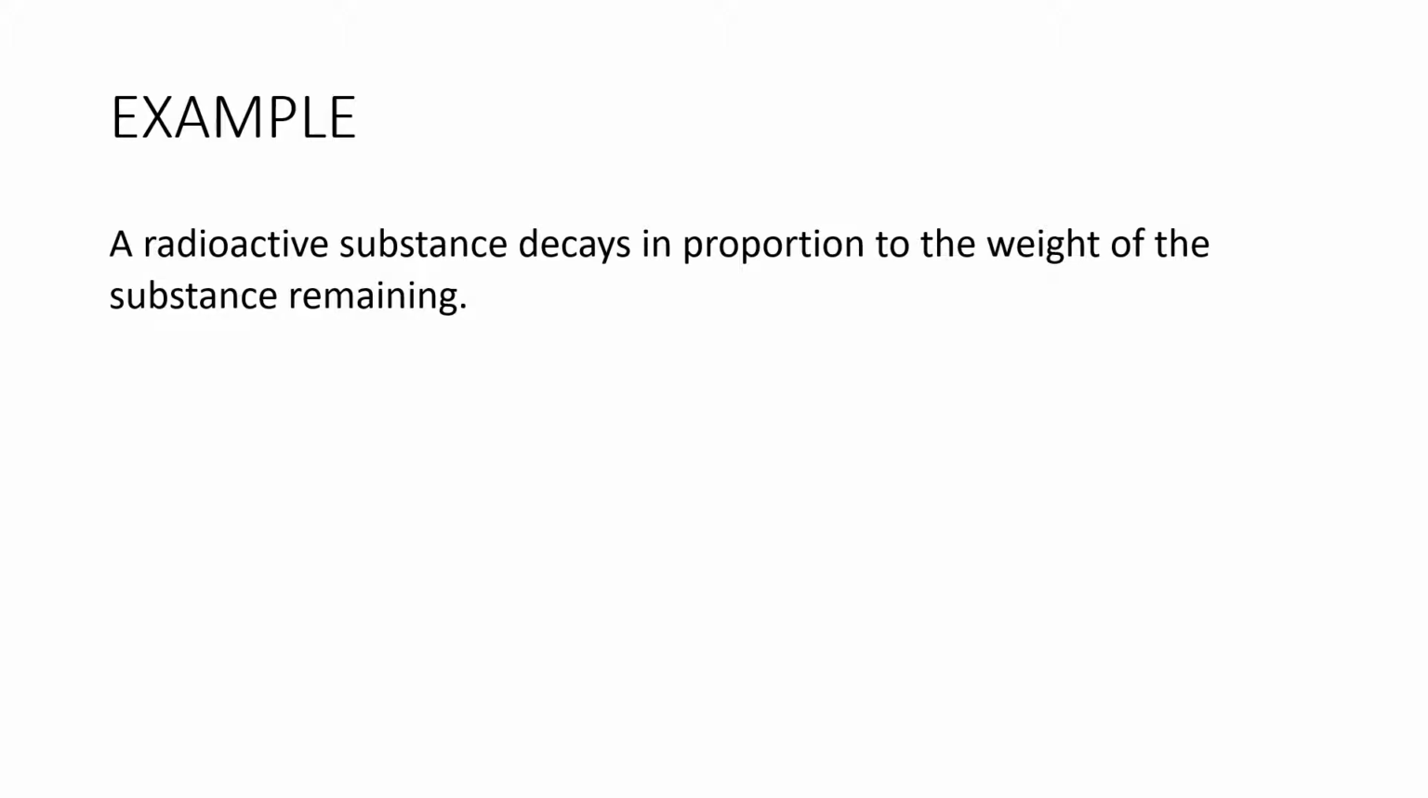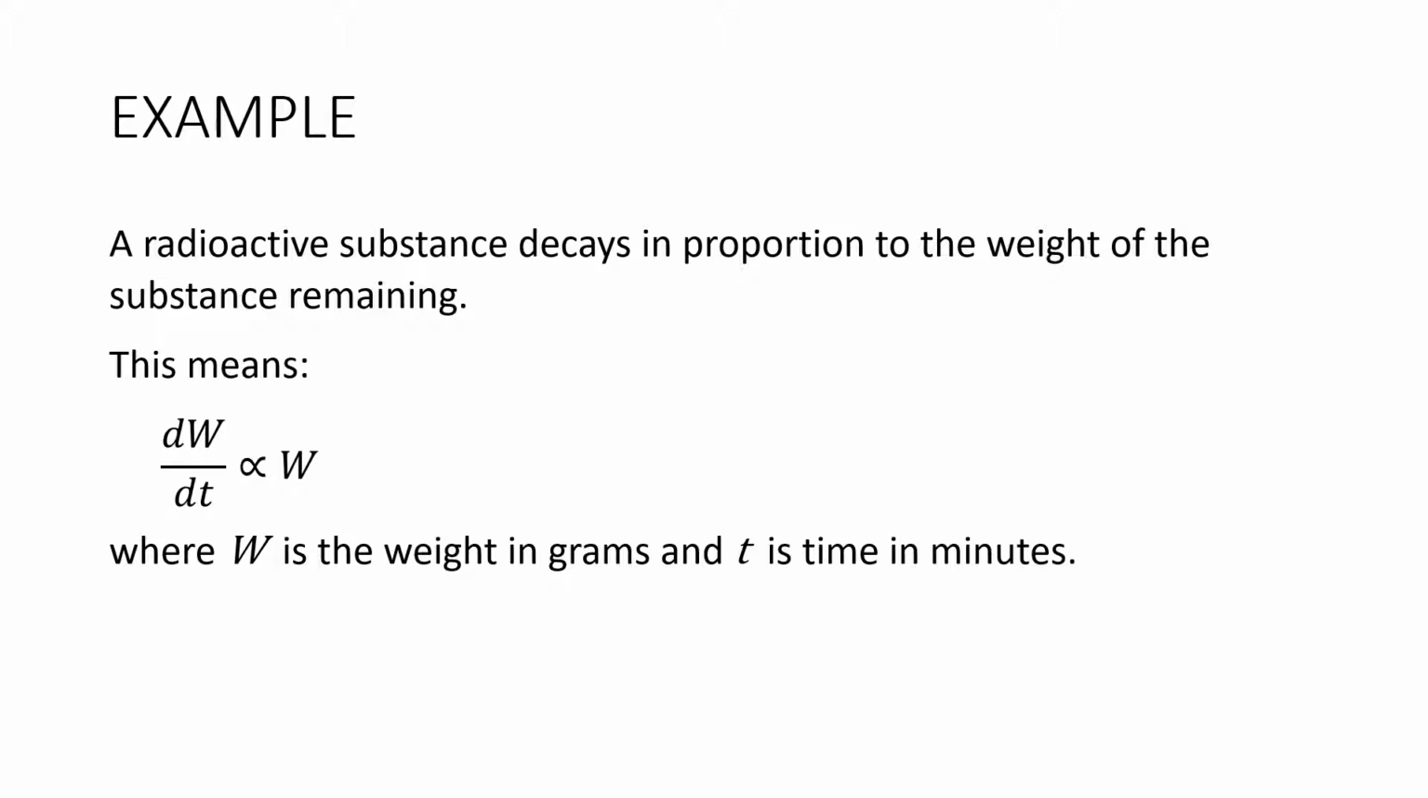Here's an example. A radioactive substance decays in proportion to the weight of the substance remaining. So what on earth does that mean? Okay, well let's have a look how we interpret it and then we'll see whether we can make sense of it. So this dW/dt means the rate of decay. Okay, so this is how much the weight is changing as time changes.